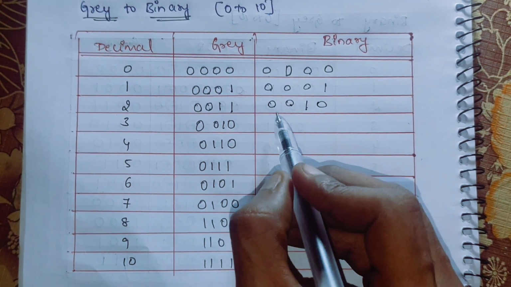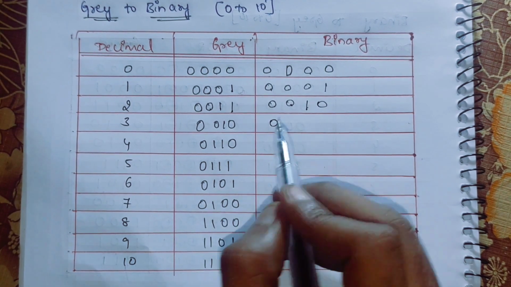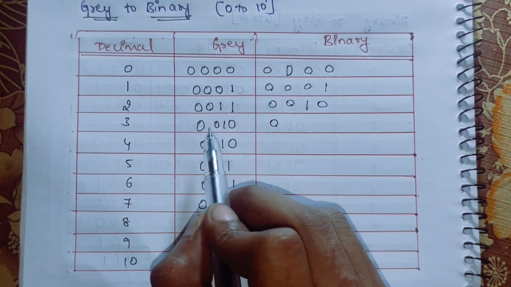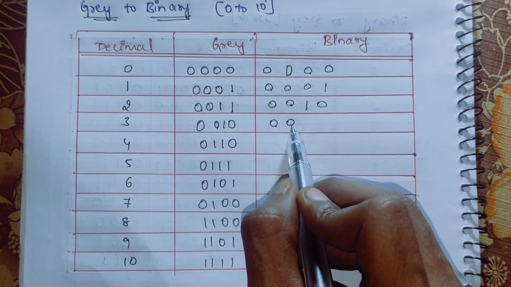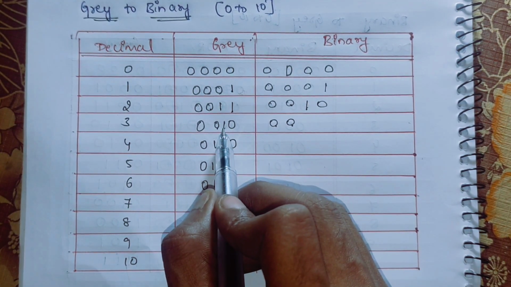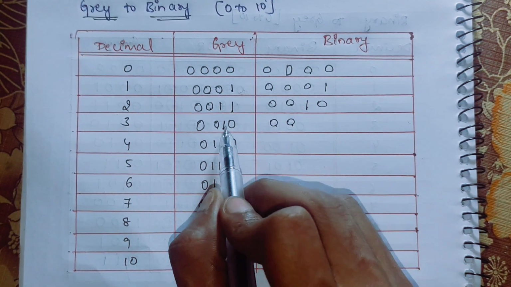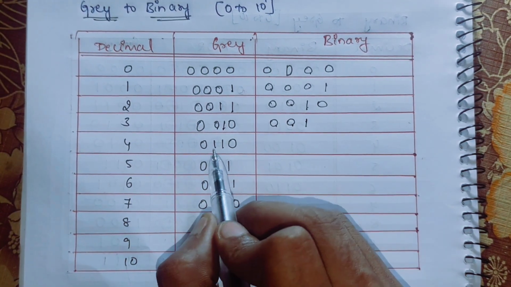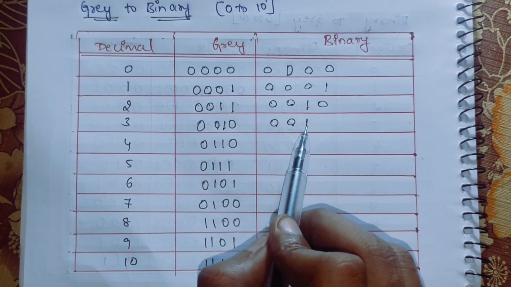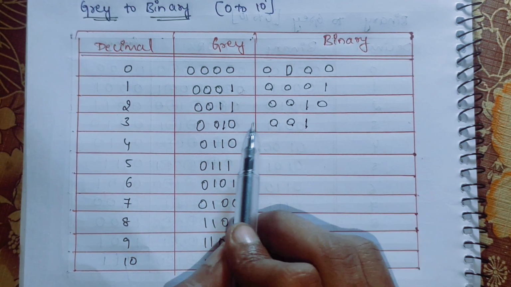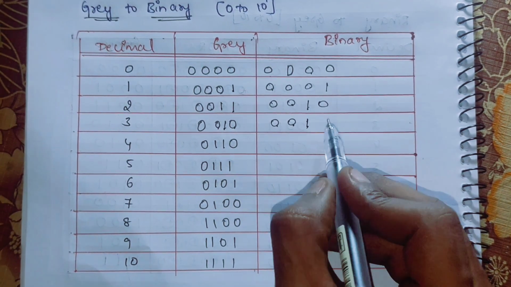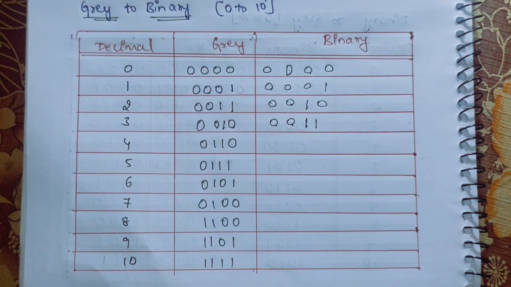Let's move for 3. Let's write the initial value as it is. Then 0 XOR with this 0 will be 0. The second result of the binary with the third number in the gray. 0 XOR with 1, it is 1. Then the third result of the binary with the fourth value of the gray. 1 XOR with 0, it is 1.